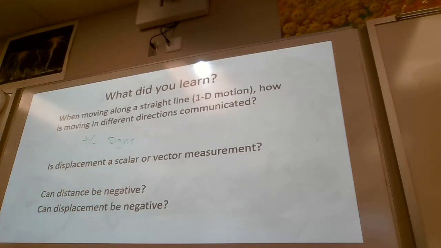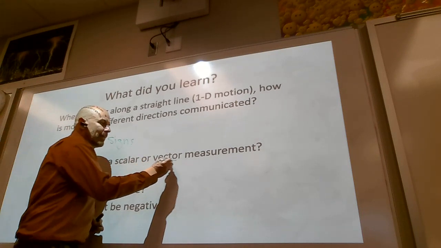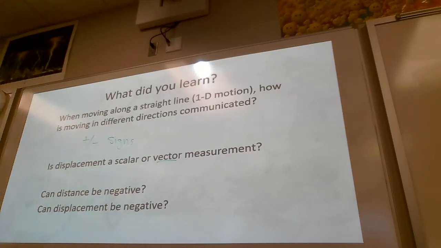Does that make sense? So if I'm going this way, I've got a positive displacement on a number line. If I'm going this way, I've got a negative displacement on a number line. So is displacement a scalar or a vector? It is a vector. Why? Because a vector communicates magnitude and direction.